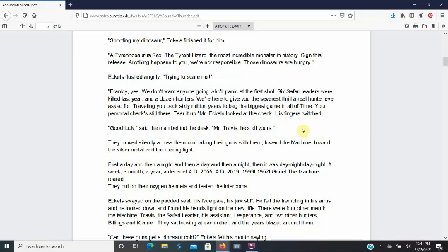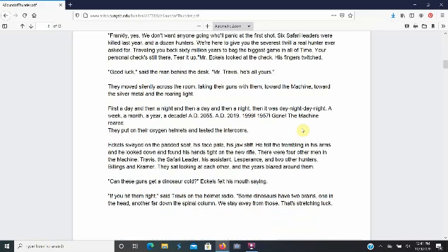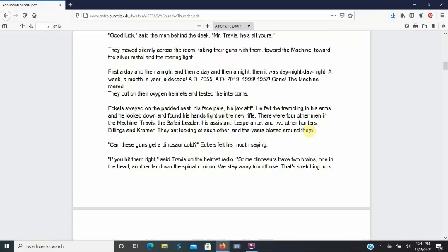Mr. Travis, he's all yours. They moved silently across the room, taking their guns with them toward the machine, toward the silver metal and the roaring light. First a day, then a night, and then a day, and then a night. Then it was day, night, a week, a month, a year, a decade. 2055, 2019, 1999, 1957, gone. The machine roared. They put on their oxygen helmets and tested the intercoms.